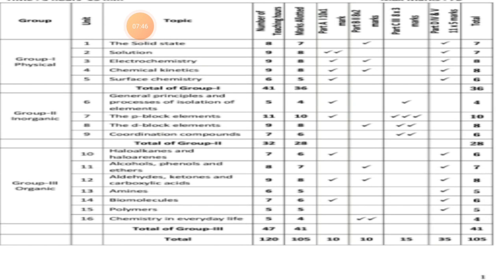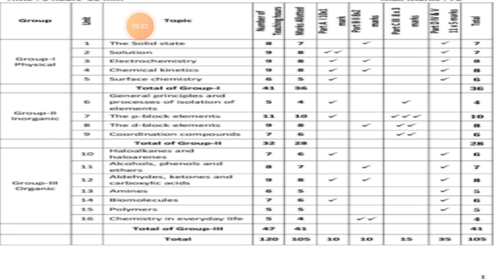Second topic from part second is alcohol, phenol and ethers. 8 lecture topic, 7 mark weightage. 1 question in the 2 marks and 1 question for 5 marks. So total weightage is 7 marks.